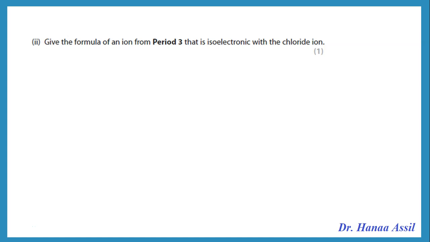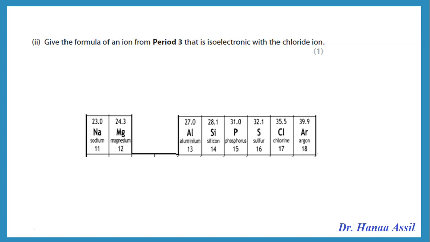Give the formula of an ion from period 3 that is isoelectronic with chloride ion. Again, what do we mean by isoelectronic? We said isoelectronic means same number of electrons. How many electrons in the chloride ion? Remember, chlorine originally has 17, so when it forms a chloride ion, it gains an electron, becomes 18. So the question wants a formula of an ion in the same period that has 18 electrons.